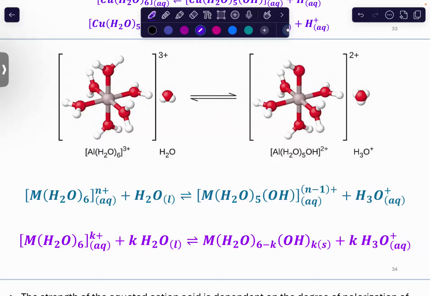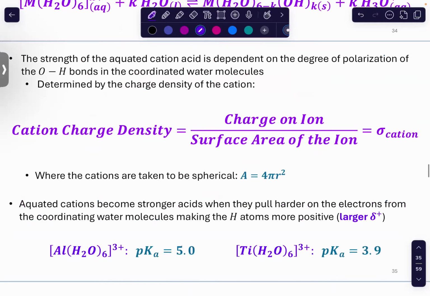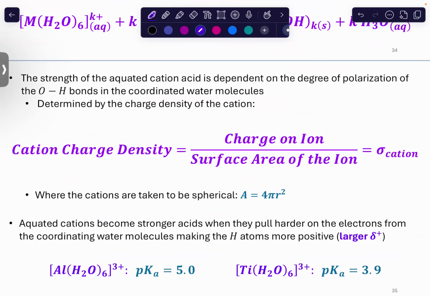Let's see. What was I trying to predict here? Oh yeah, trying to explain why some of these are stronger acids than others. This is really where you're going to have to use some chemical intuition. Again, the strength of your acid is going to be due to the polarization of the OH bonds. How much does that central atom polarize the OH bonds?